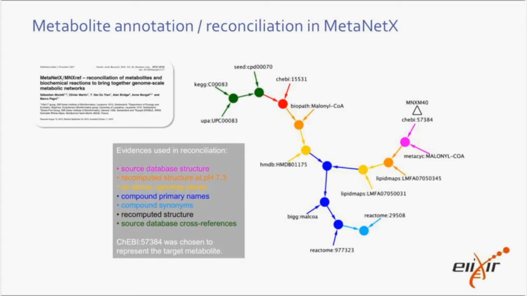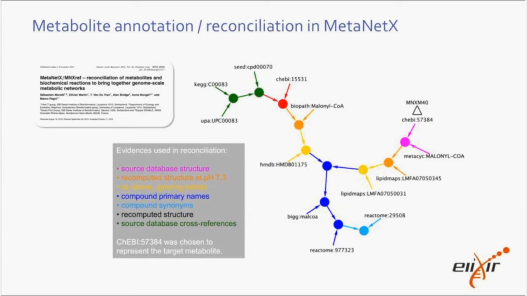So this common namespace is really built by reconciling metabolite data from all these different resources, and that's achieved using a variety of different kinds of evidence. So this colored figure actually represents a reconciliation pathway to generate a single metabolite identifier, which can be used to bridge all these various resources. So each of the metabolites is represented by its name and an identifier, and each of the colored circles represents a reconciliation event.